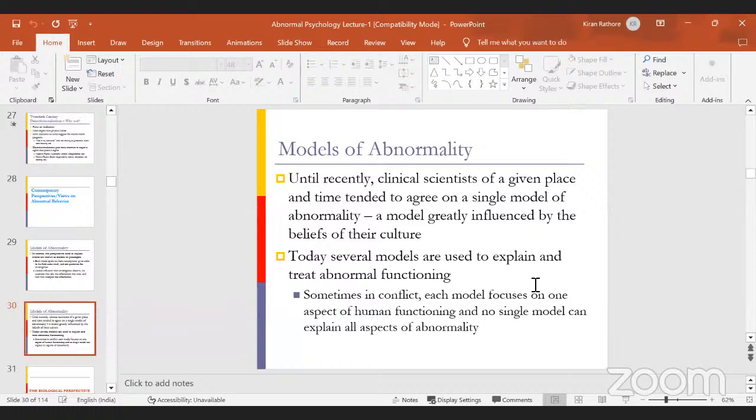But now, in this 21st century, depending upon your field of study or the client, it is more of an integrative perspective. While treating a client, sometimes you will use certain techniques from psychoanalysis, a few techniques from behaviorism, a few from cognitive psychology. Previously it used to be very strict. If a psychologist was influenced by Sigmund Freud, his treatment and methodology would be strictly psychoanalytic in nature. Okay, so today several models are used to explain and treat abnormal functioning.